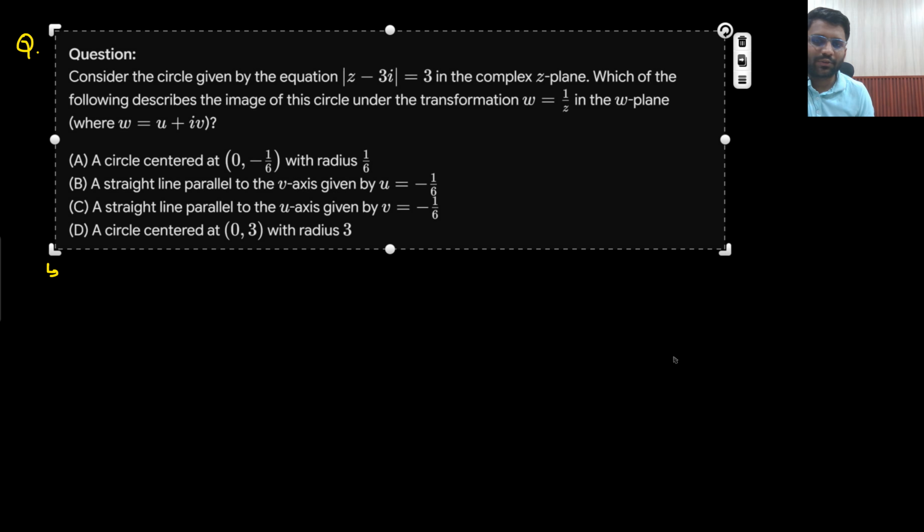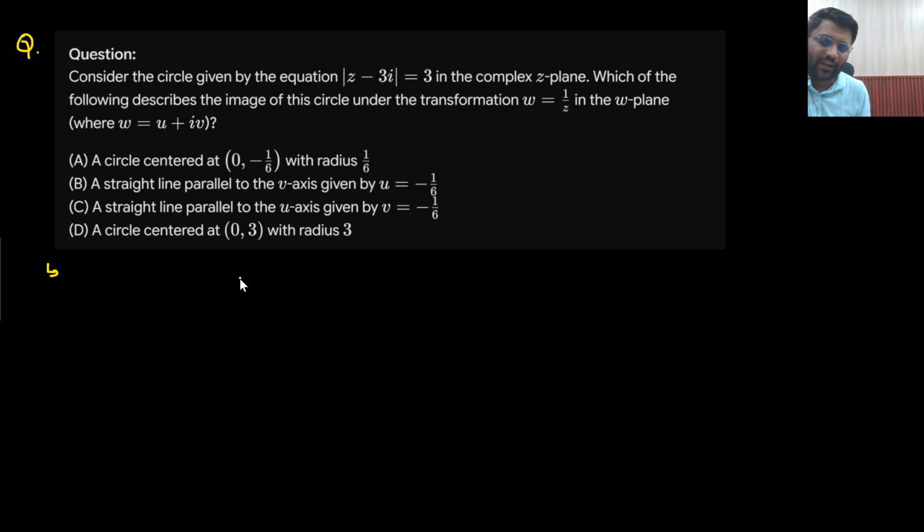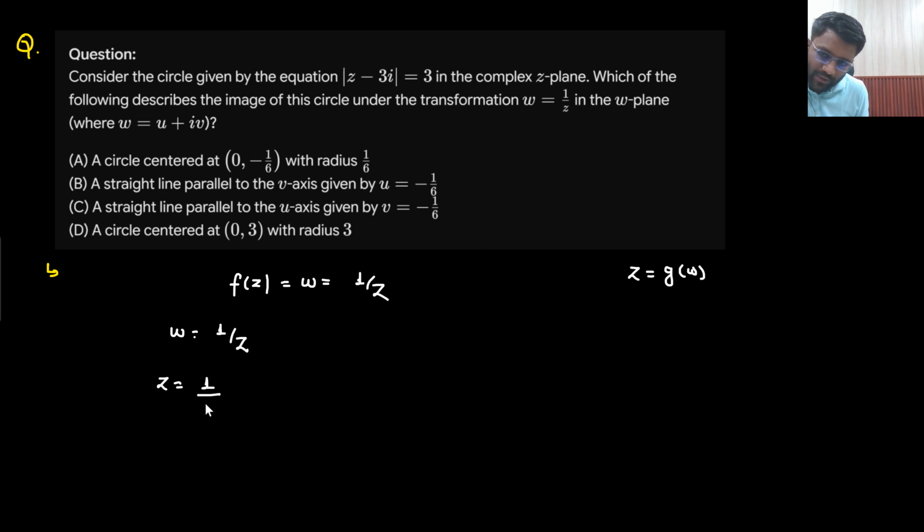What is the relation? Omega equals 1 by z. This time the relation is f of z, which equals omega, that is given as 1 by z. I told you what you need to do. Get z as a function of omega. So what is given? Omega equals 1 by z. You need to keep z aside. So z will come out to be 1 by omega.